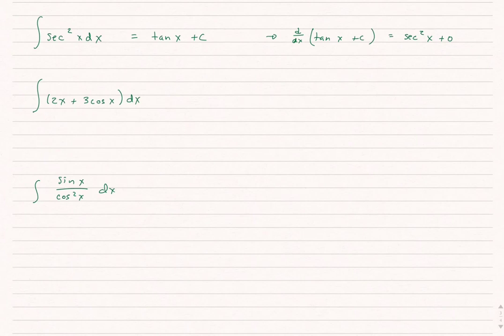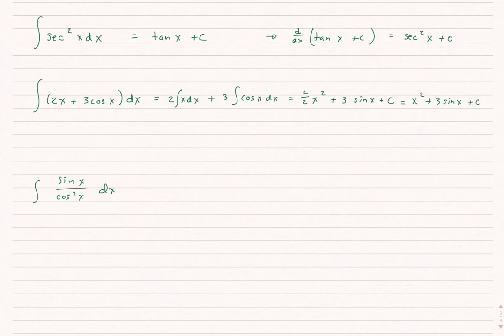For my second example, I'm going to split this up into two separate integrals by the sum rule. I also pulled out that constant by the constant multiple rule, and then I go ahead and get this. And this simplifies down to x squared plus 3 sine x plus c. Again, if I took the derivative of that, I would get back to what I started with.